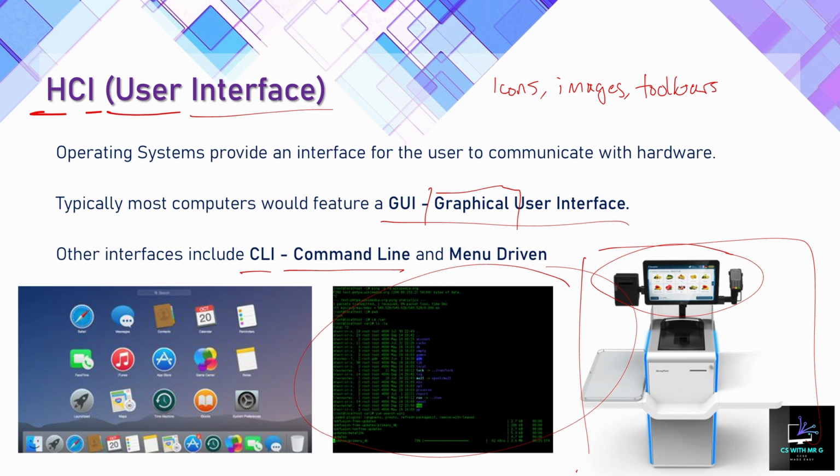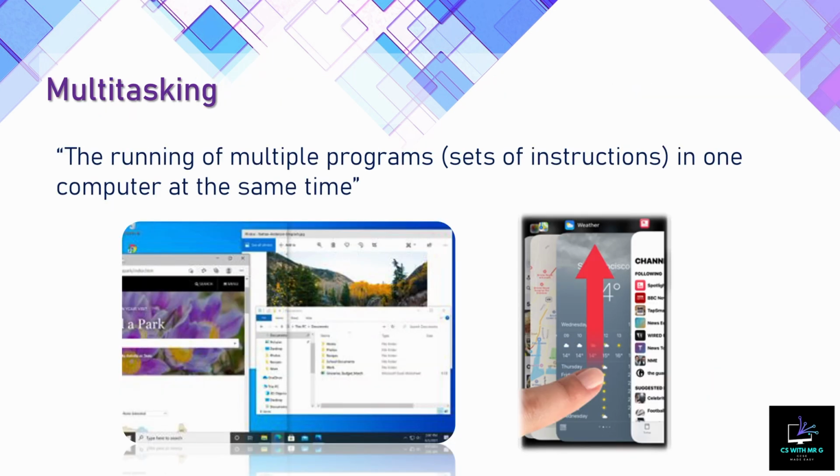So this is what we call a menu-driven interface, and those are the 3 interfaces that we need to be aware of. Next, we have multitasking. This is really easy to understand, the running of multiple programs at the same time. So doing things at the same time on a computer is what we call multitasking. On a Windows device or a MacBook, it's rather easy to do as you can have windows open. Although it doesn't seem as easy on an iPhone or a tablet, multitasking still takes place.